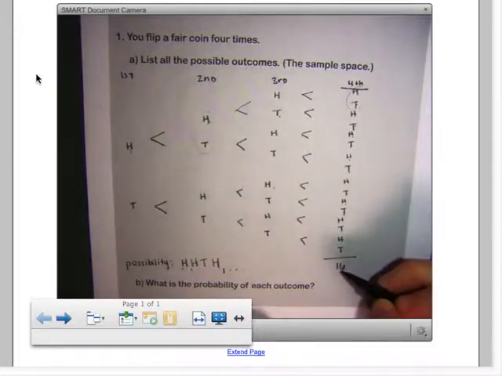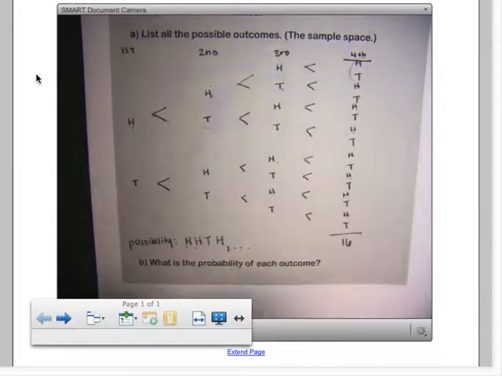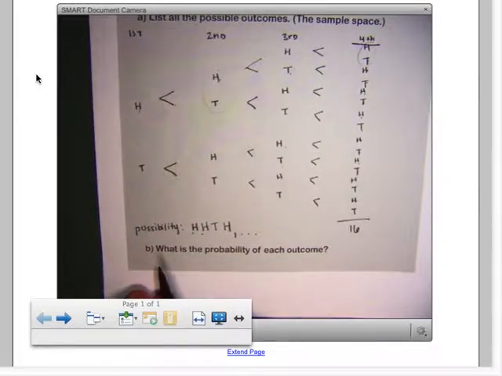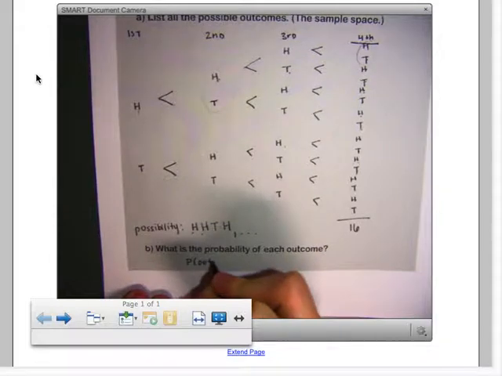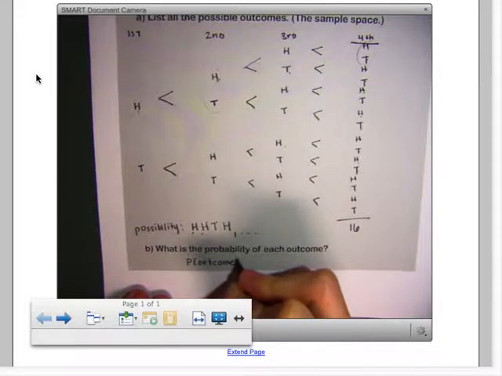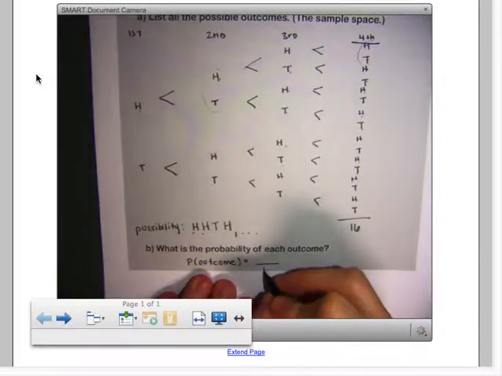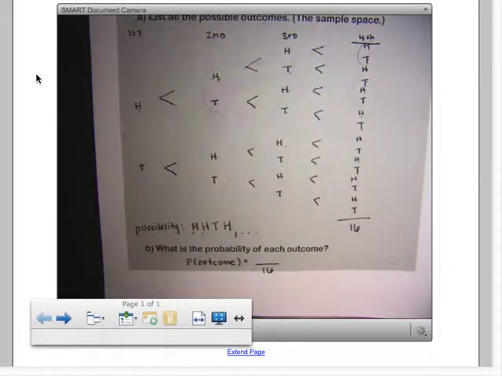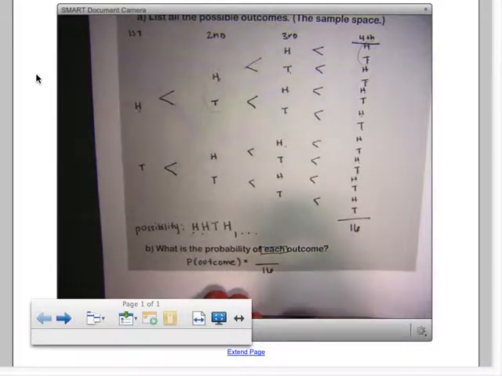Okay, so since 16 is the biggest sample space, that's going to be our denominator for our probability. So we want the probability of each outcome. So we have the probability of an outcome. So we said 16 was the total. And when it says of each outcome, we're only looking at one outcome. So what I want is just one outcome. So my probability of each one would be 1 out of 16.